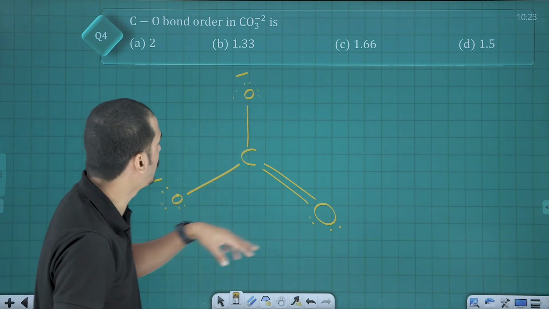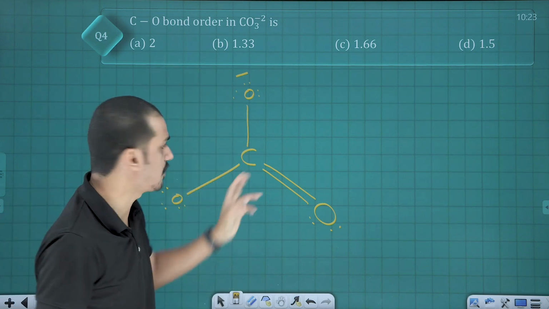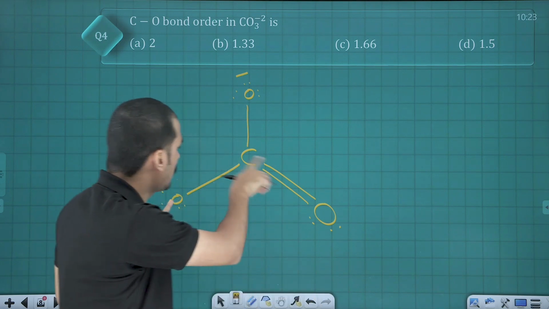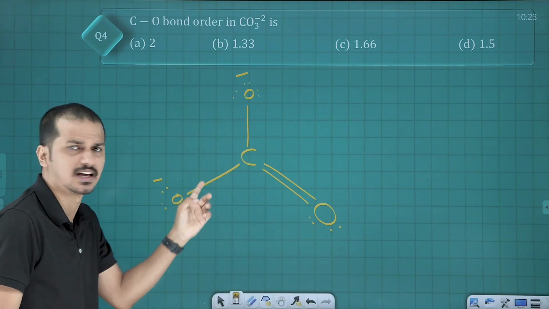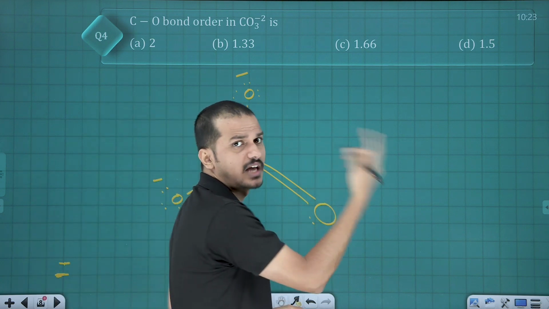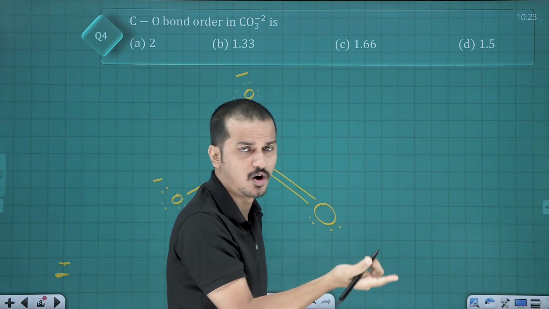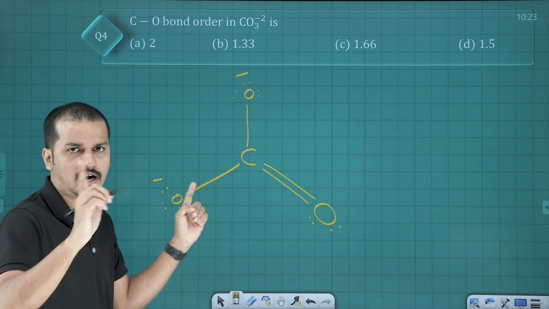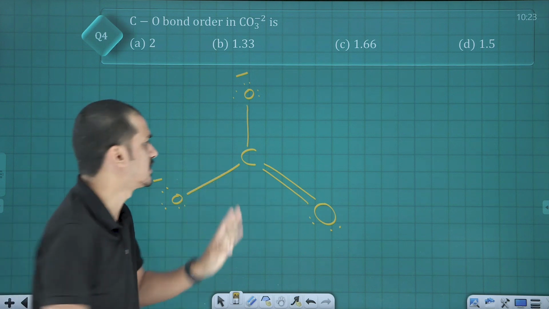So here, how can we find out the carbon-oxygen bond order? They can show resonance. This double bond can be either here or it can be here. So resonance is possible. So how will we find out the bond order when more than one structure comes? It is not always 1, it is not always 2. So what's the bond order?